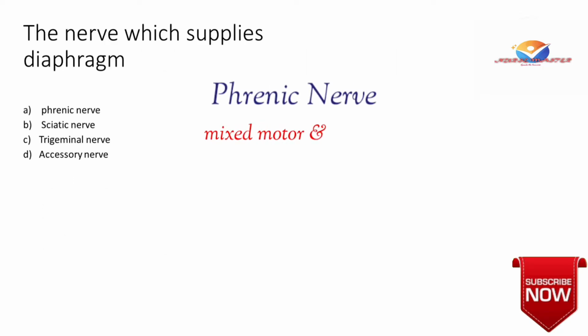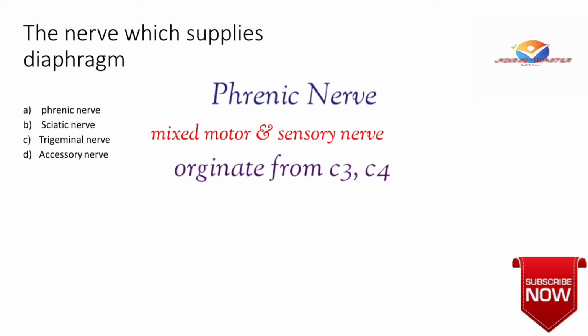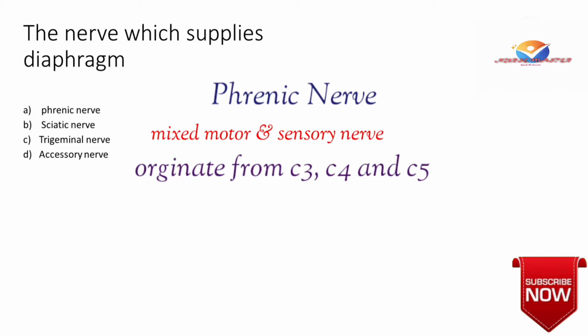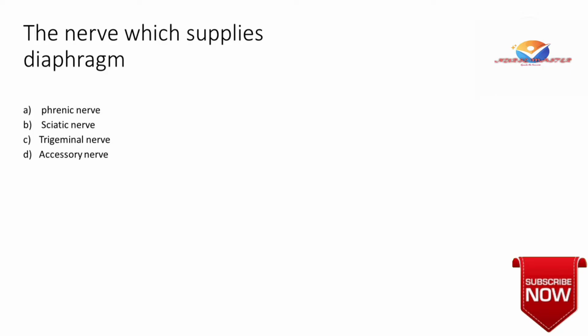Phrenic nerve is a mixed motor and sensory nerve passed through the neck and thorax to innervate the diaphragm. Originated from C3, C4 and C5 nerve roots, phrenic nerve plays a major role in respiration. Damage of phrenic nerve leads to paralysis of diaphragm. It affects the lungs' ability to exchange air.